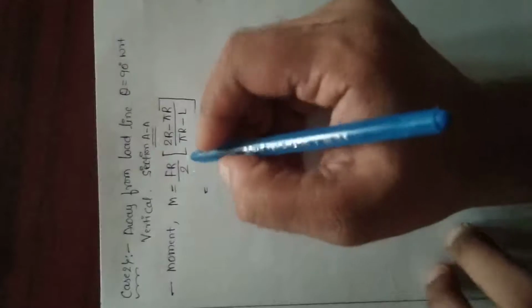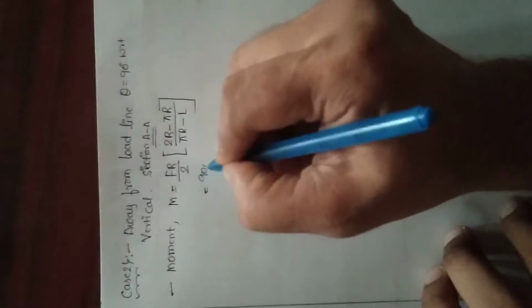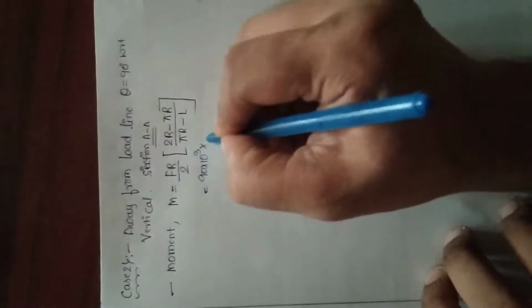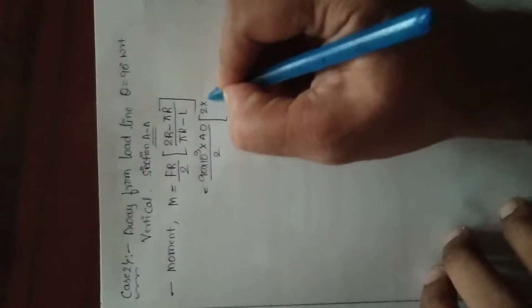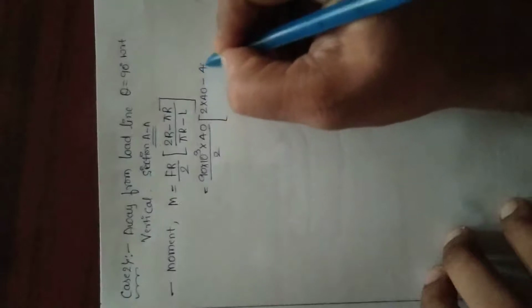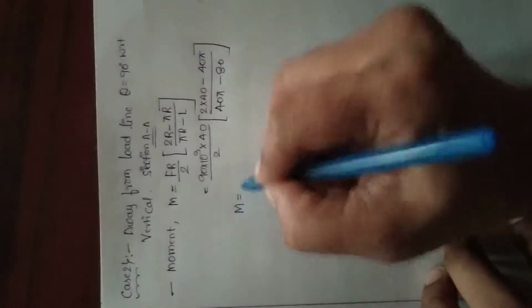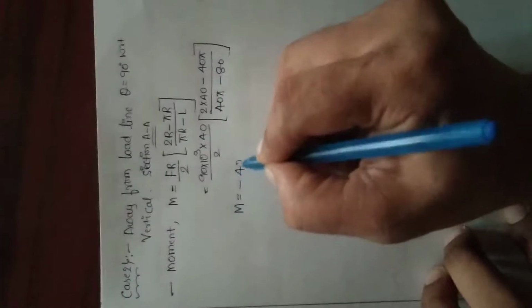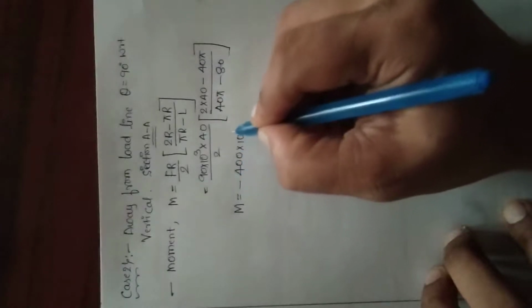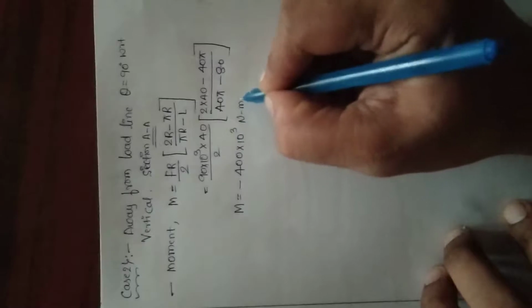I'll just fill all these values here. So force is 90 kilo, R is 40 whole divided by 2, 2 into 40 minus 40 pi, 40 or 45, both are the same there. So here also 40 pi minus length, which is 80 mm. So finally I got moment M equal to, I'll get negative, minus 400 into 10 raised to 3 Newton mm. I'll get the negative value in the moment here.